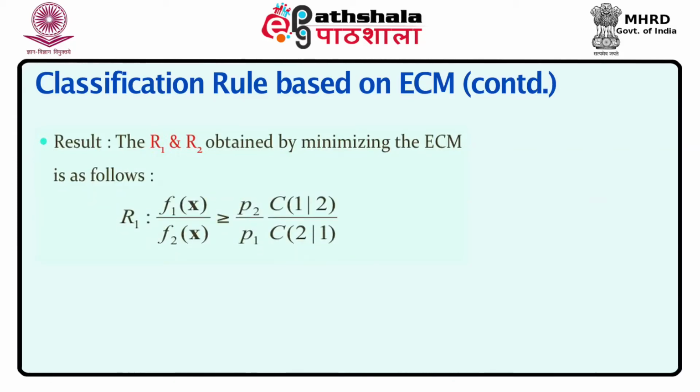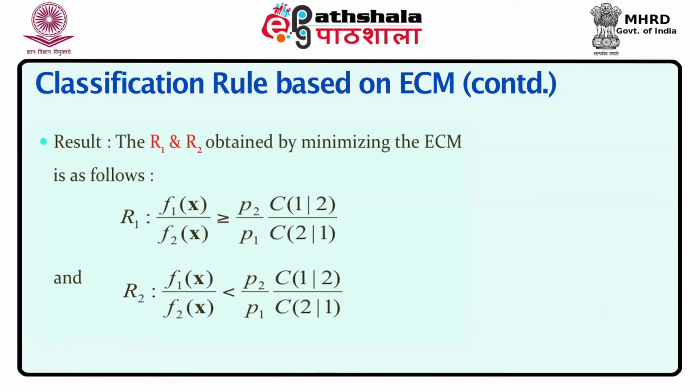R1 is given by f1(x) by f2(x) greater than or equal to P2 by P1 into the ratio of C1 given 2 by C2 given 1, and R2 is given by the complementary region, which is f1(x) by f2(x) less than P2 by P1 into C1 given 2 by C2 given 1.